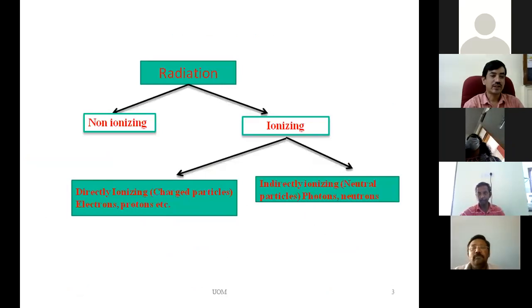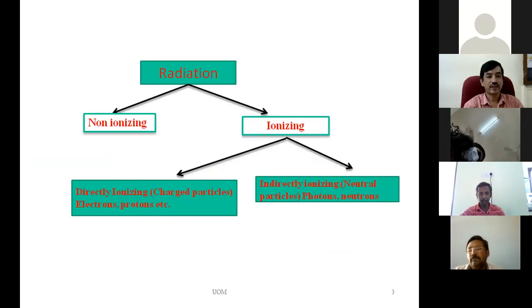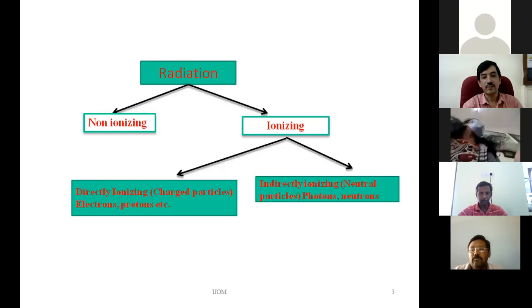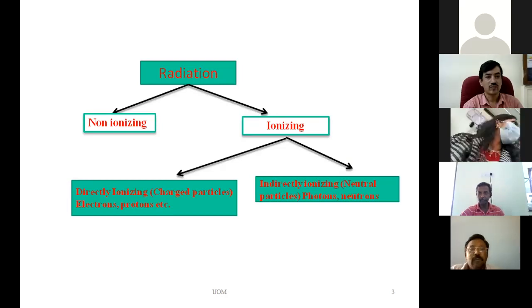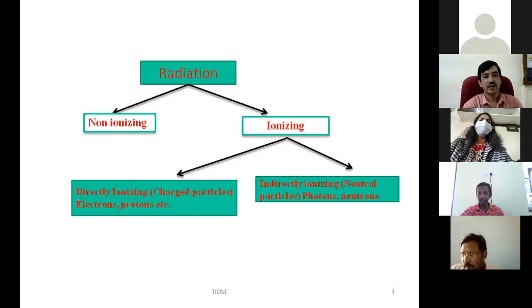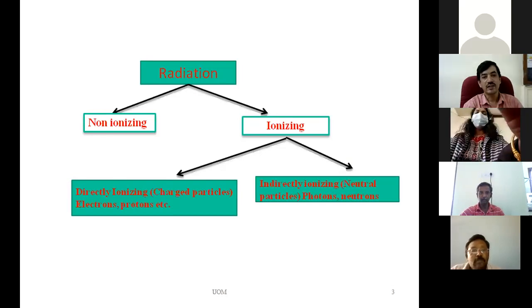Directly ionizing particles are charged particles: electrons, protons, etc. Indirectly ionizing particles are neutral particles like neutrons, gamma rays, photons. They don't have charge, but they transmit the energy by which an electron is ejected out of the atom. These radiations originate from natural sources and also from man-made sources.